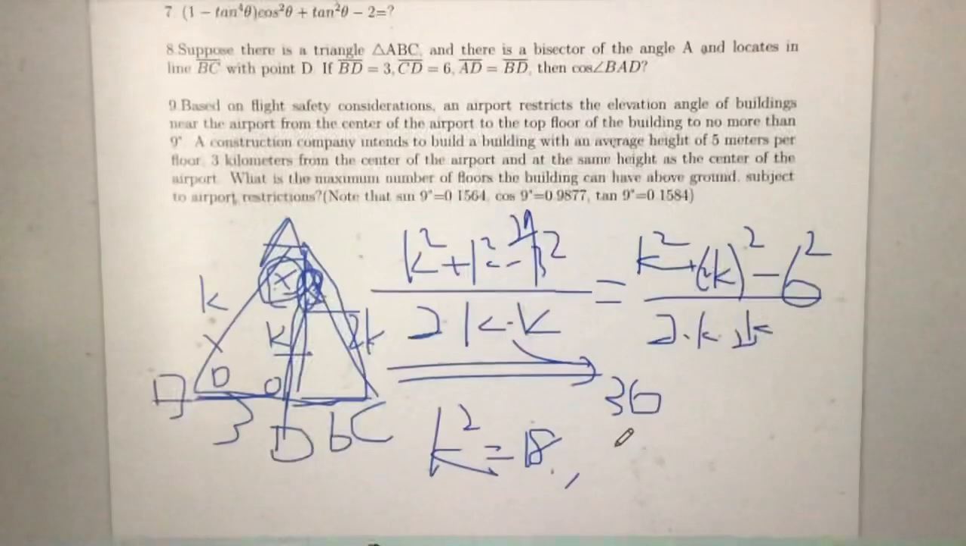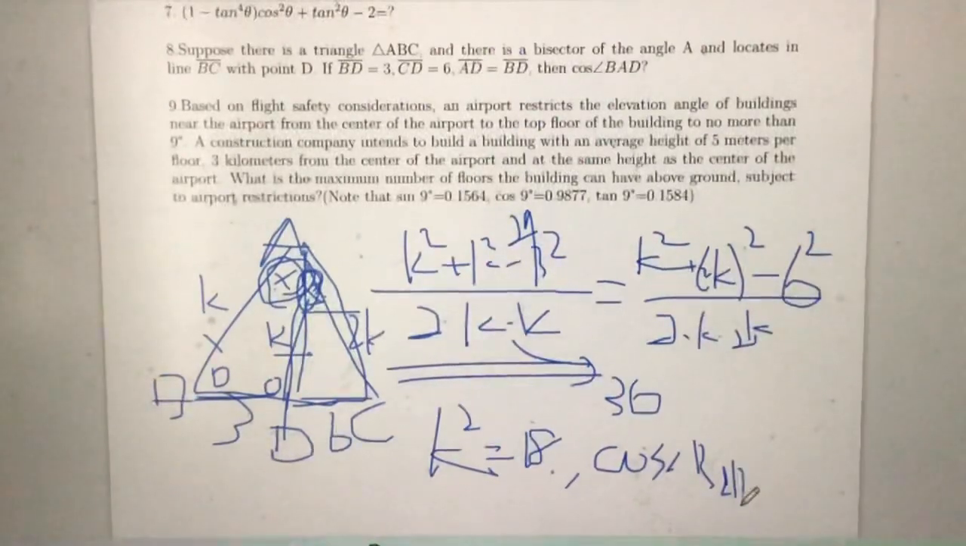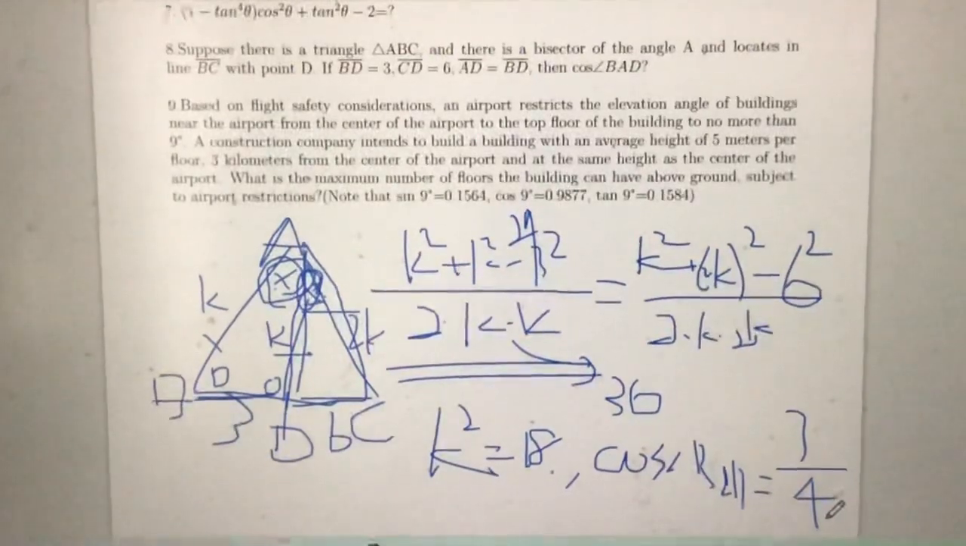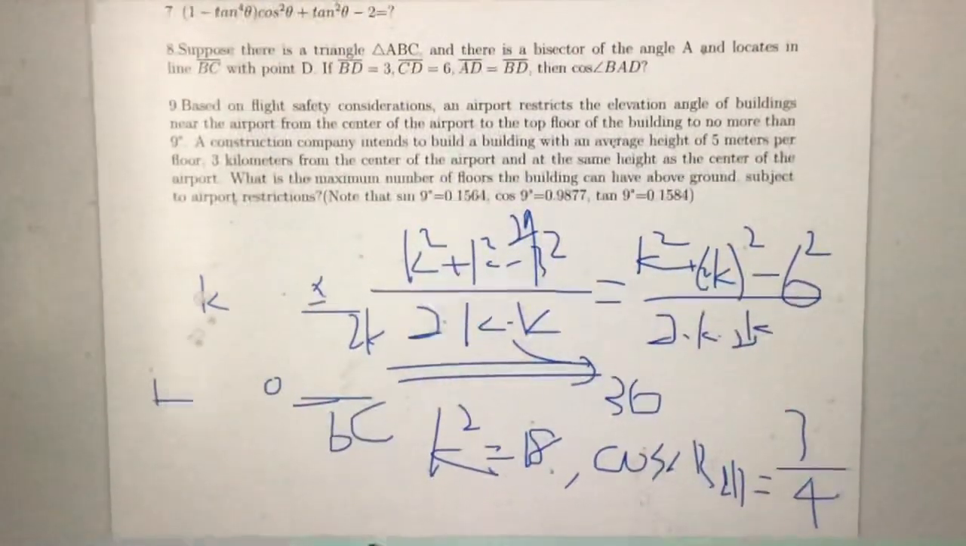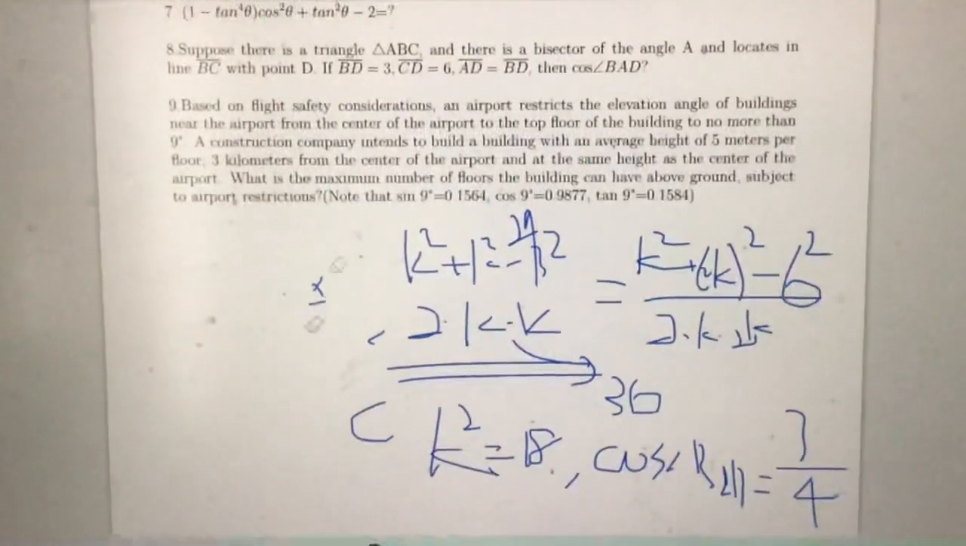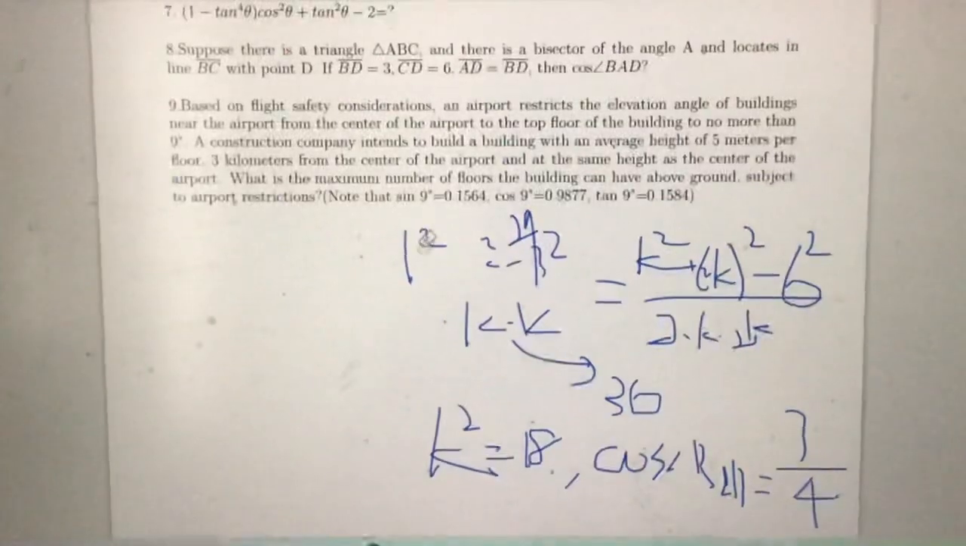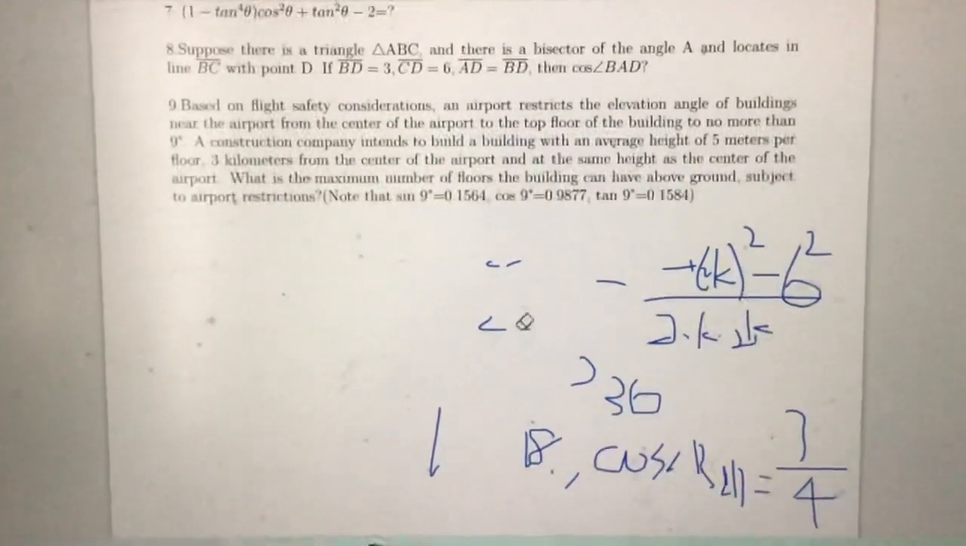So the cosine value of this one, this is BAD, will be this one. Okay, so this is the answer. Okay, so this is the answer of problem 8.